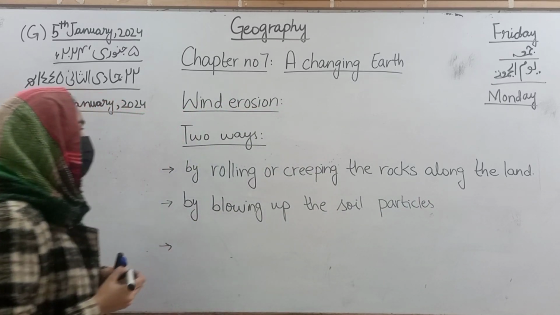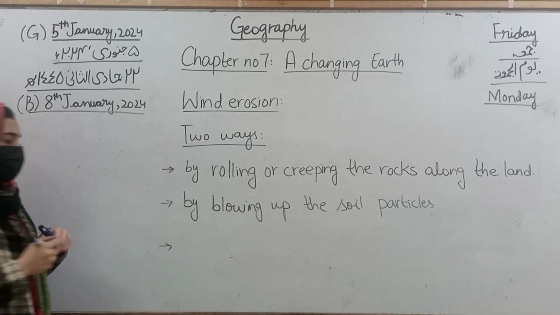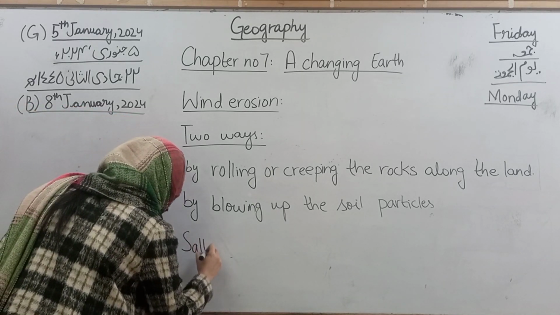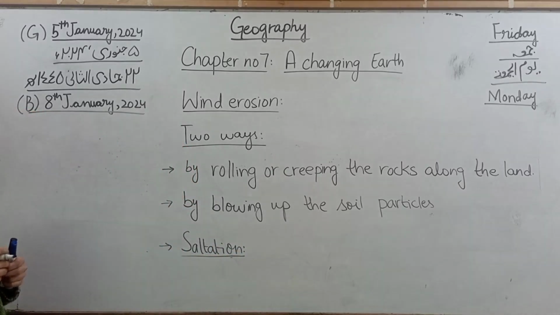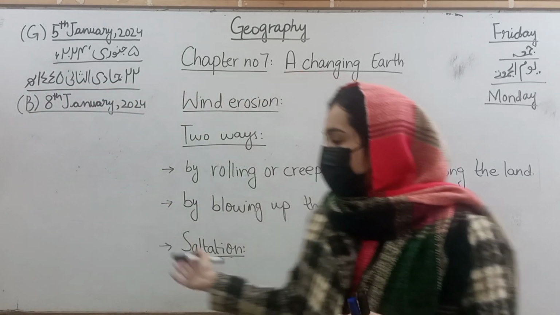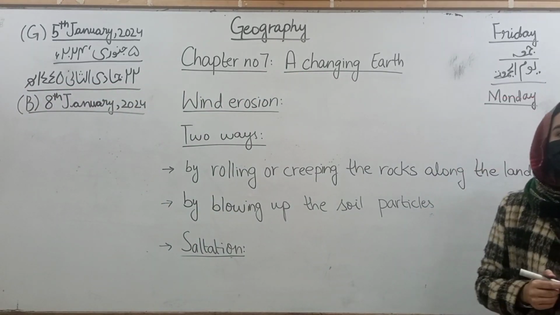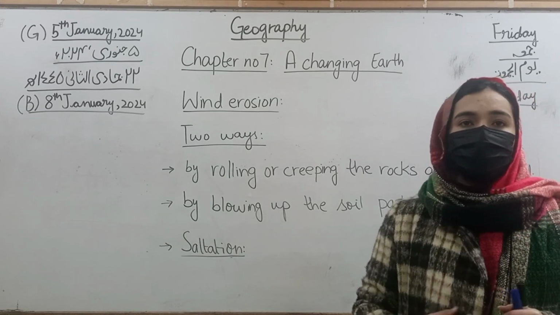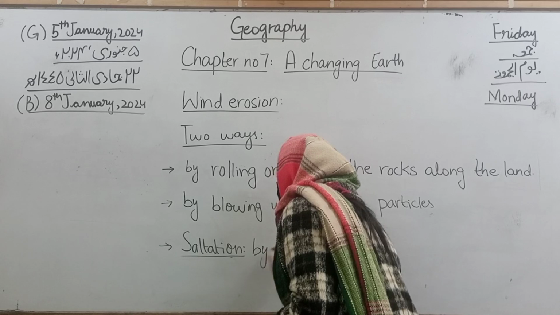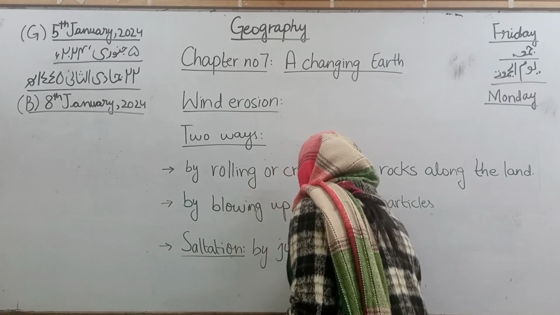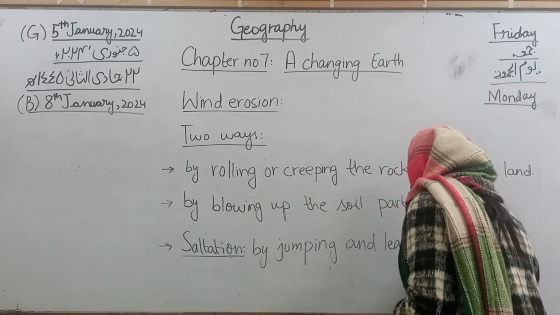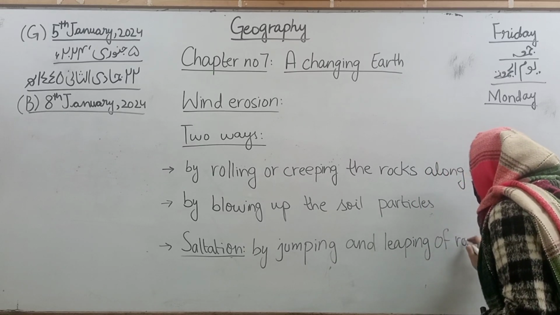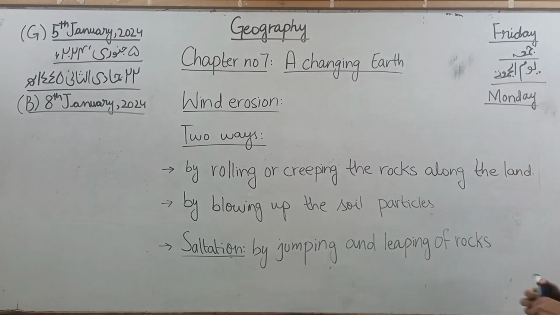Here is another way by which wind erosion occurs. It is called saltation. Anyone of you knows about saltation? Yes, good. So, what is saltation? It is the jumping and leaping of the rocks and the soil particles. So by jumping and leaping off rocks. So these are the ways by which wind erosion occurs.